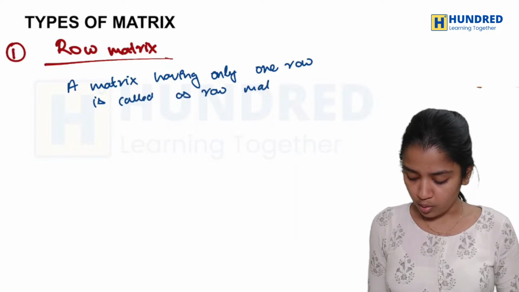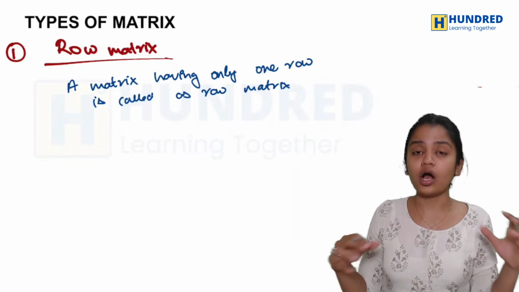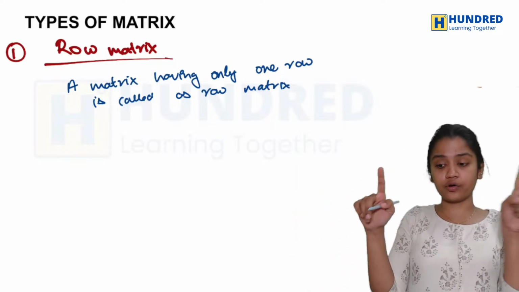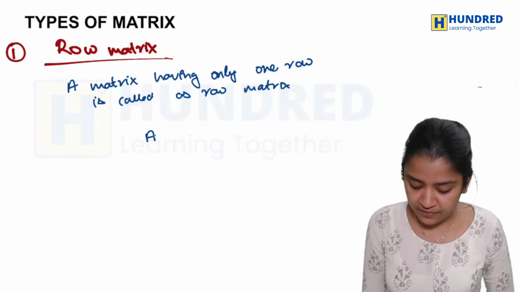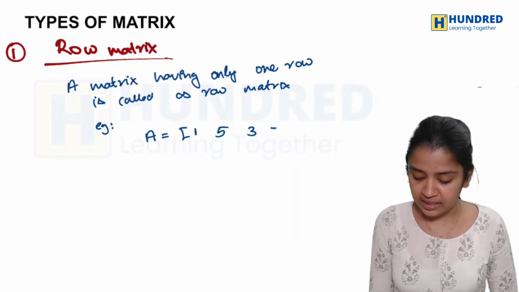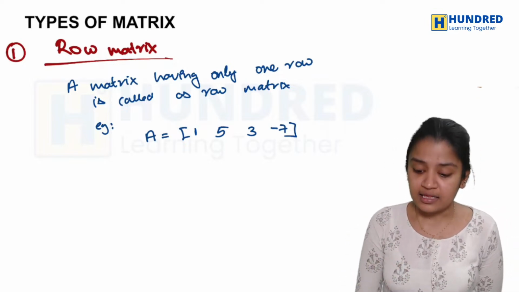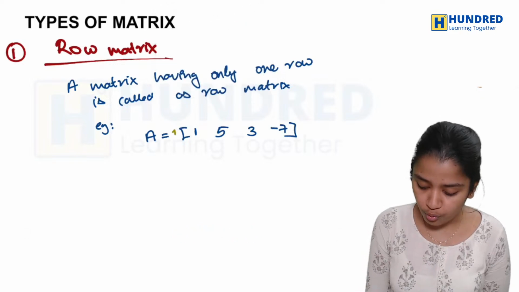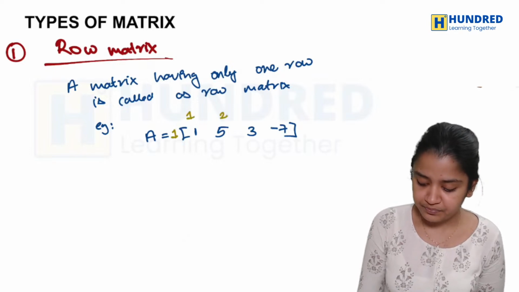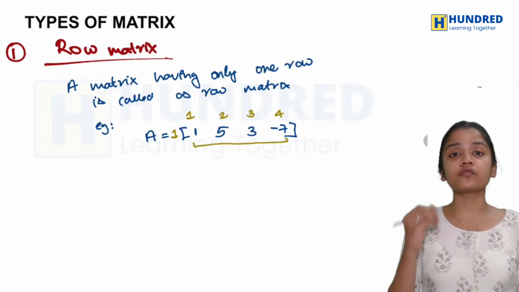Now, what about the example? If it is only one row, there can be any number of columns, but you should just have one row. For example, A is equal to [1, 5, 3, -7]. Here, how many rows are there? Just one row. And how many columns are there? There are four columns: 1, 2, 3 and 4.